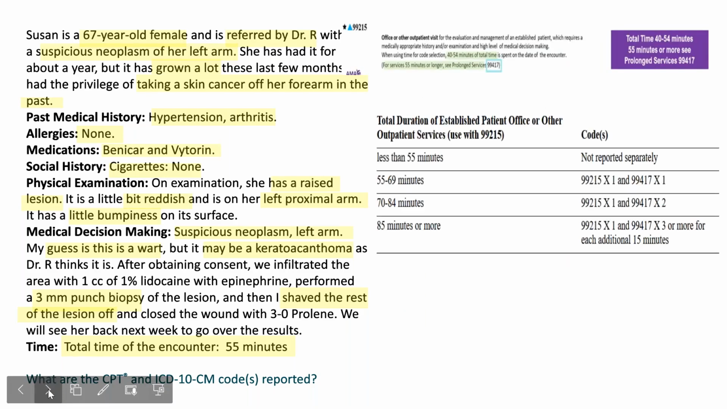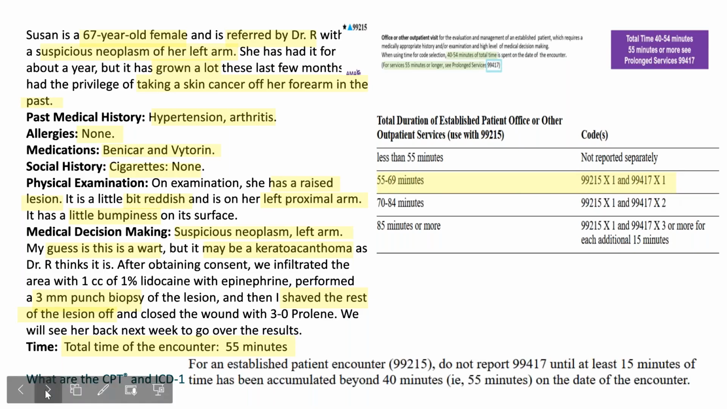So when we look at our chart, 99215, which some of you put, only has a time of 40 to 55 minutes, and it says 55 minutes or more, see prolonged services. If you go to your prolonged services chart, in that section, you will see that 55 to 69 minutes is 99215 times 1 and 99417 times 1.